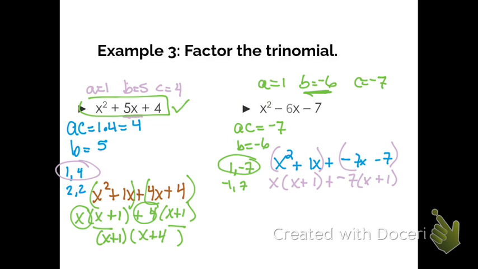If I've done this correctly, I have a common binomial, which I do. They both have an x plus 1. And when I factor that out, I'm left with an x minus 7. Again, I could check my work by distributing that, and I would get this same original trinomial.